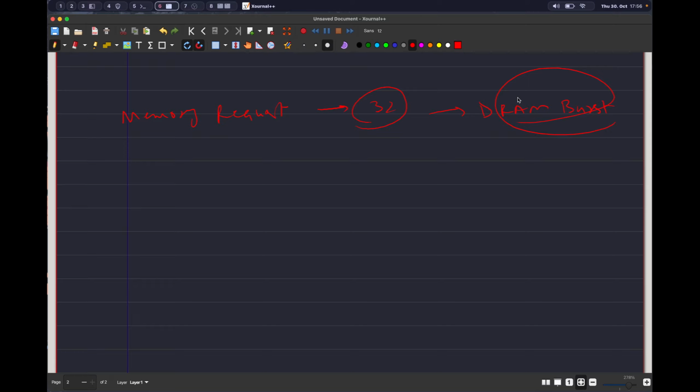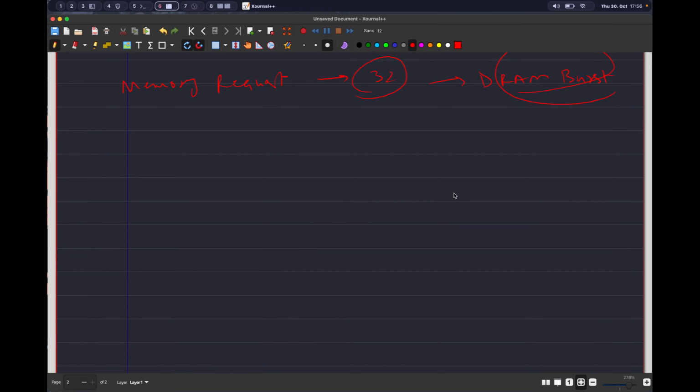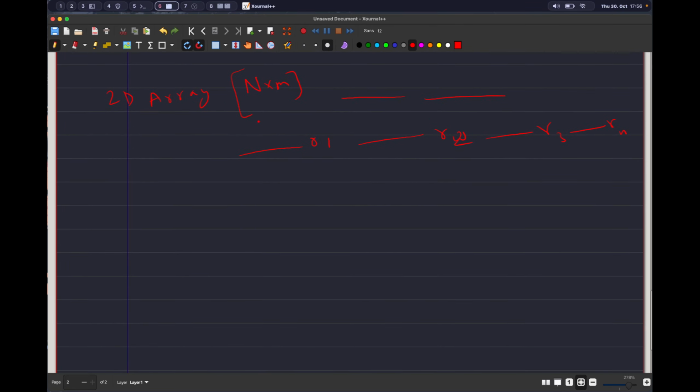Now, how will you achieve coalescing? It all comes down to calculating a memory index. Suppose we are in C where we have some 2D arrays of, let's say, n by m dimensions. And in C, the arrays are stored in row major order. So row 1 will be stored like this, then row 2, then row 3, and so on, up to n rows, right? And all of the m elements of each row will be stored one by one in linear order.